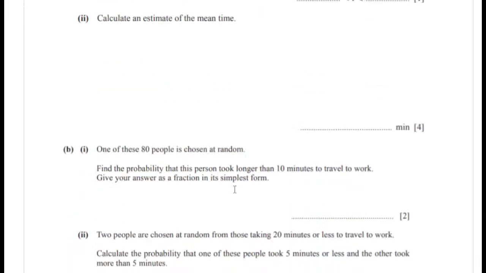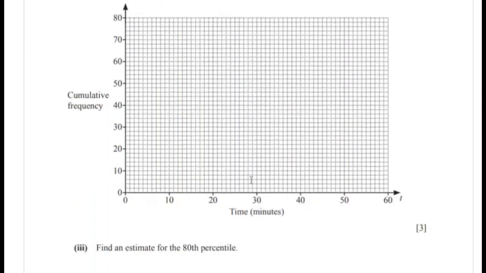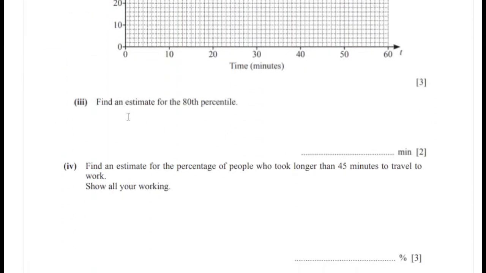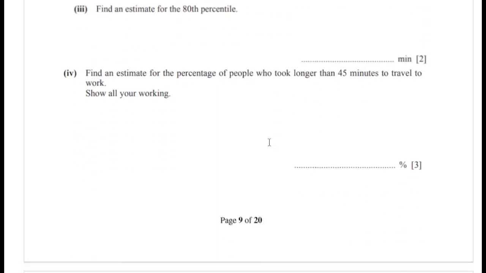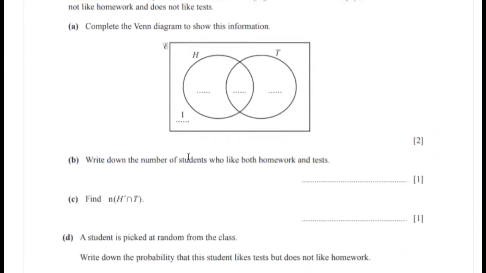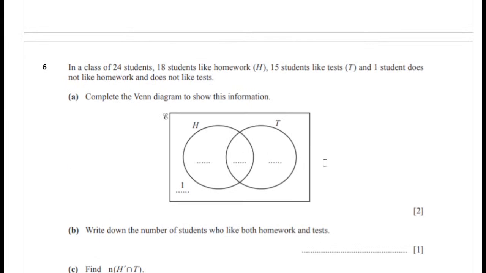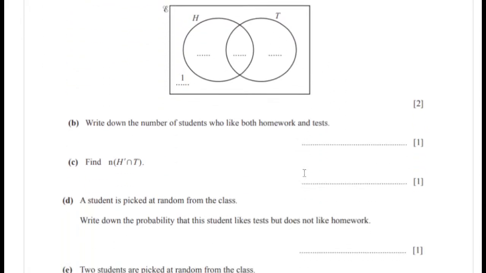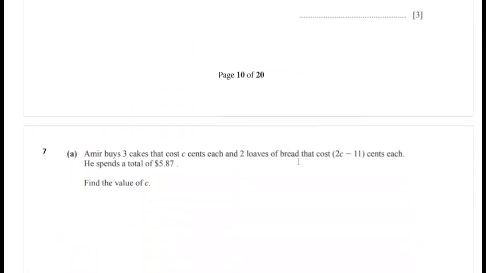Now this also, you can draw the graph here. Find an estimate for the percentage of people who took longer than 45 minutes. Again here we have a probability question. In a class of 24 students, 18 students like homework, 15 students like test, and one student does not like homework and does not like test. So one student is given outside. Complete the Venn diagram. Now this question I leave for you to solve.